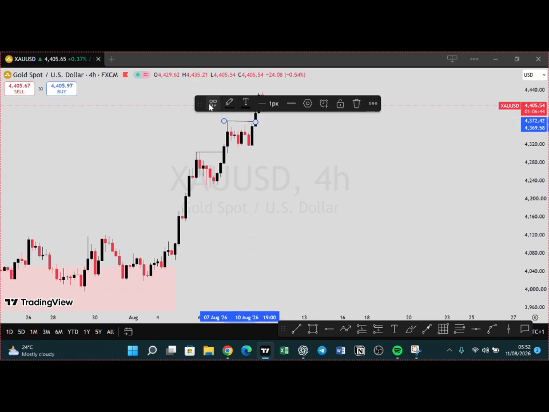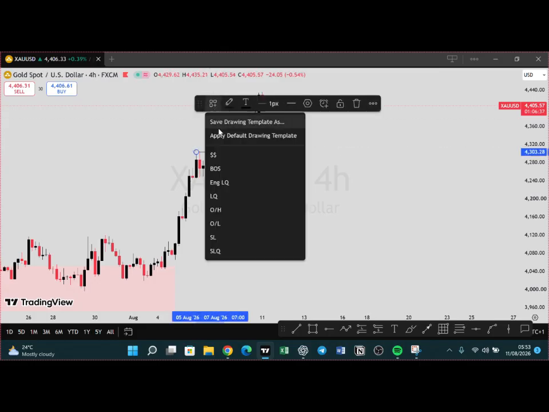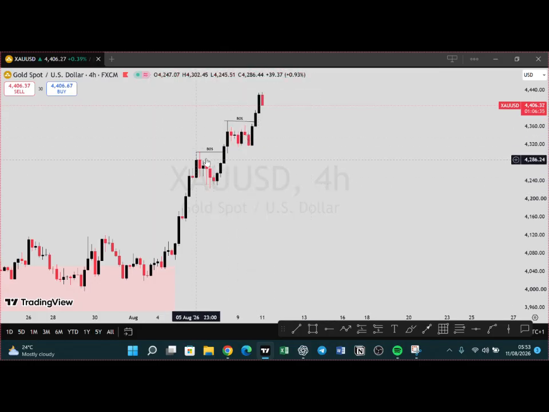So the next thing I want to check is this break of structure, if they are protected or not. Now I can't see this break of structure. I don't know if this break of structure is actually protected here, because this price action is squeezed up.